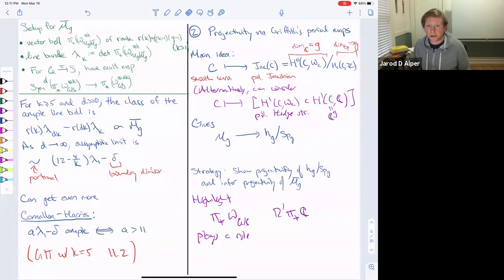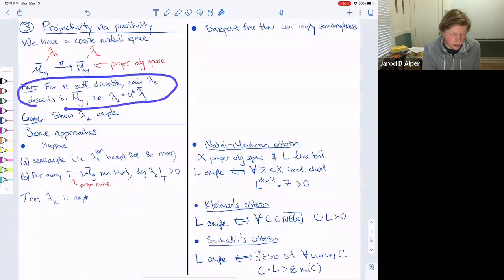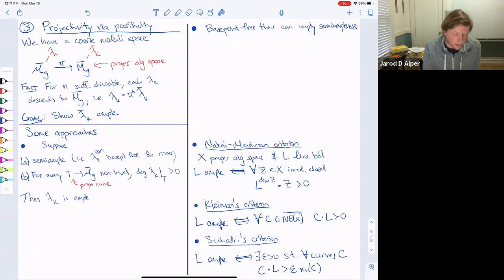All right, so let's get to projectivity via positivity of line bundles. Our third approach: the idea here is that we already have M_g bar as a proper Deligne-Mumford stack, and therefore we have a proper algebraic space as its coarse moduli space. We have these line bundles lambda_k defined on the stack, but you can show that sufficiently high multiples descend to the coarse moduli space. The goal then is to show that these line bundles are ample on the coarse space.